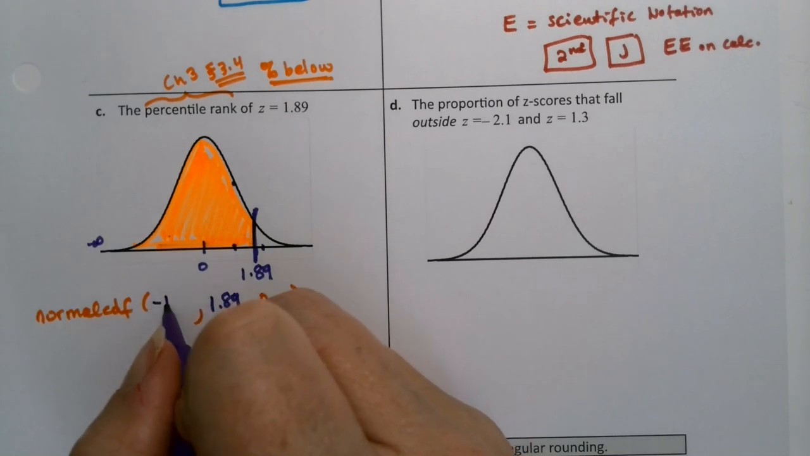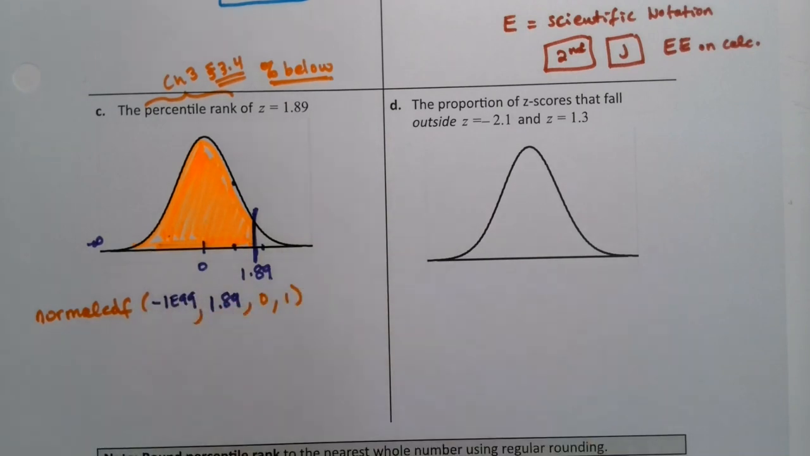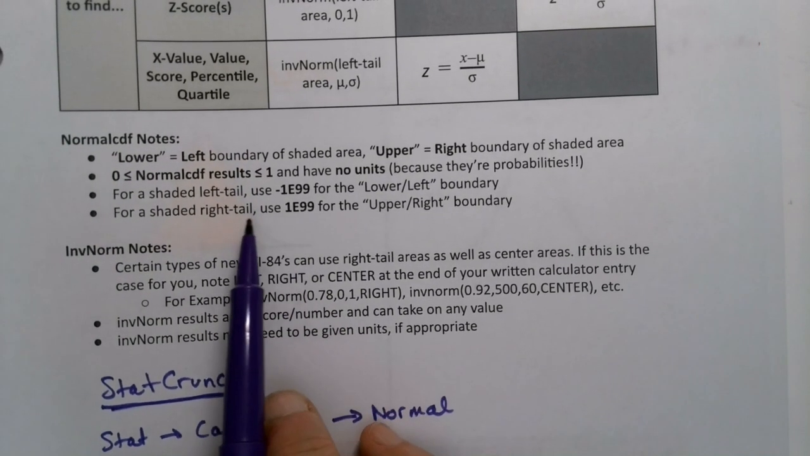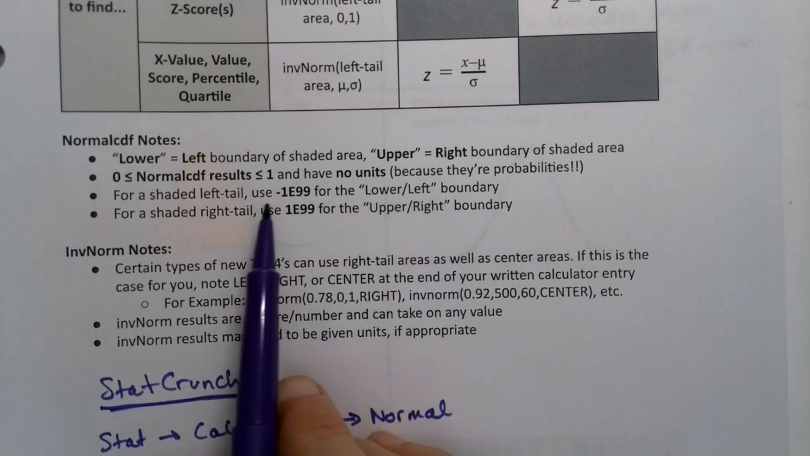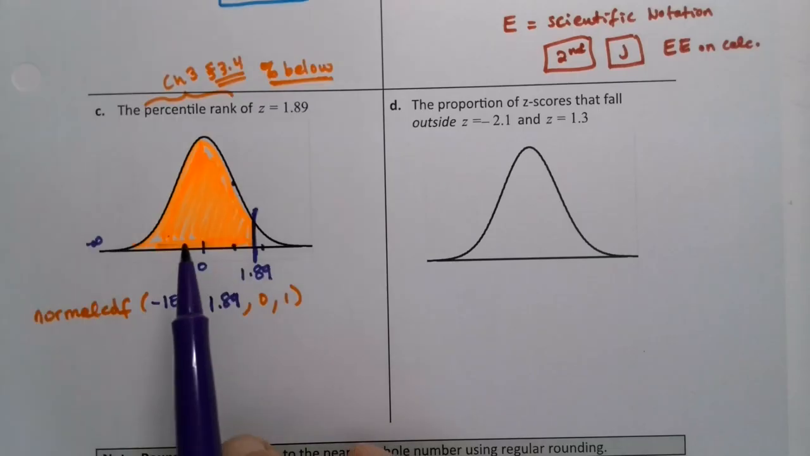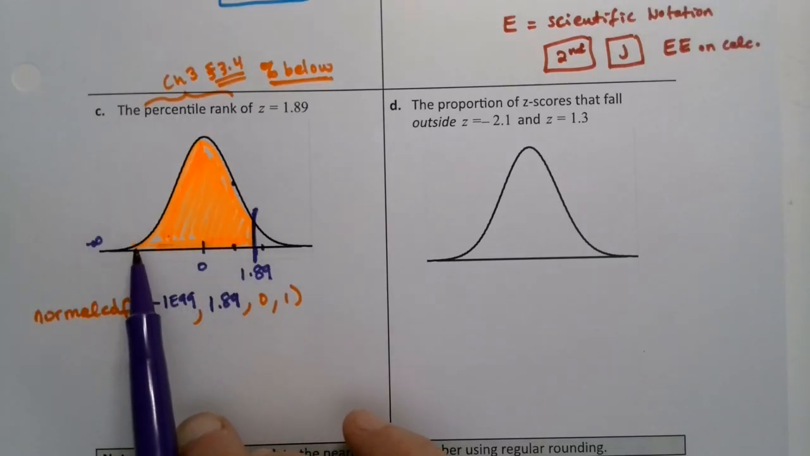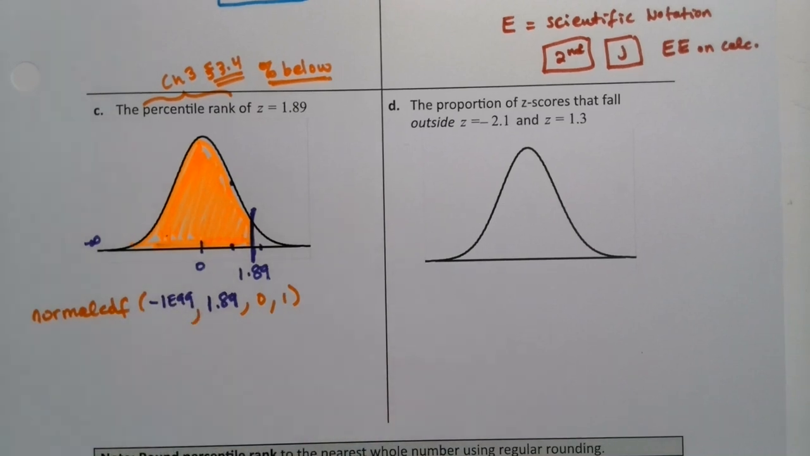So I used negative 1e99, which again was written out for you right in the notes of the decision matrix. It tells you right there, right? Negative 1e99 for a lower left boundary, right? If you're shading the left tail, which we are right here, that's shading the left tail. So we'll use negative 1e99.